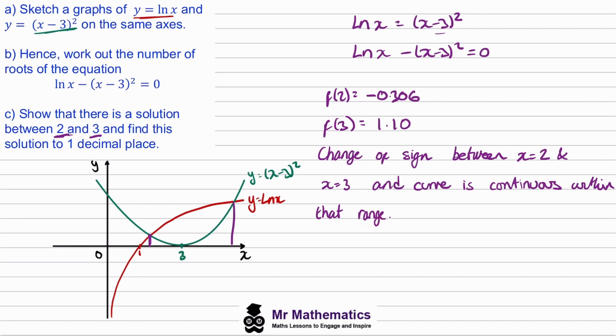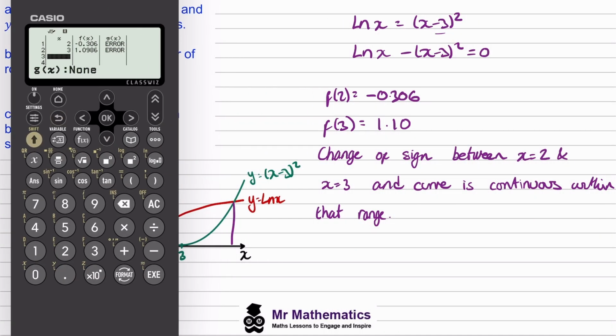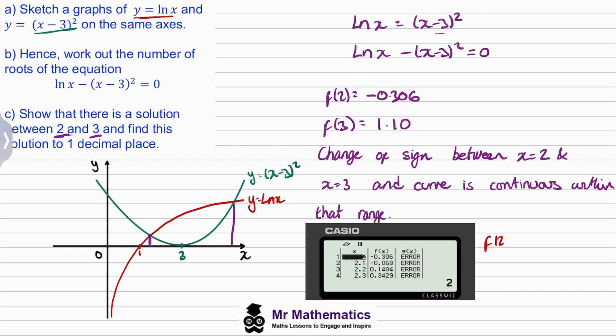So if we go back to our calculators, we'll go to Tools, we'll define our range between 2 and 3. I'll screenshot this. So when x is 2.1, we get negative 0.068. And when x is 2.2, we get 0.1484. So our solution is that x equals 2.1 to 1 dp. You can see this is closer than 2.2.